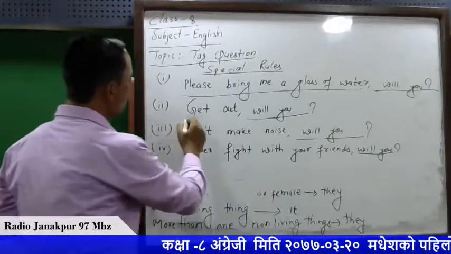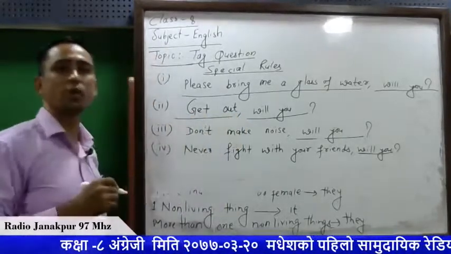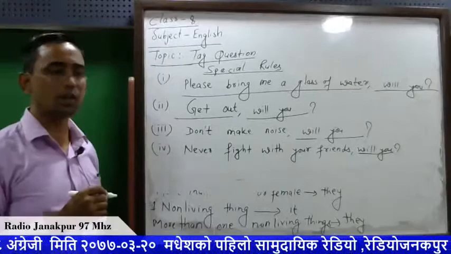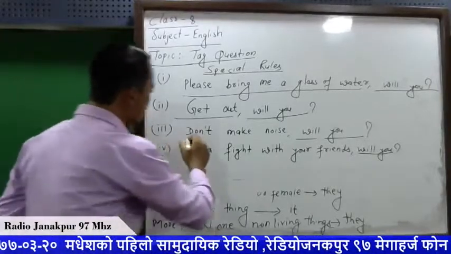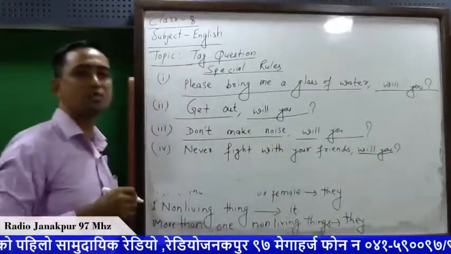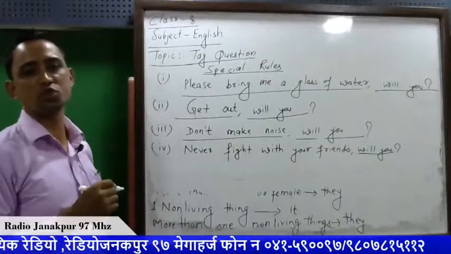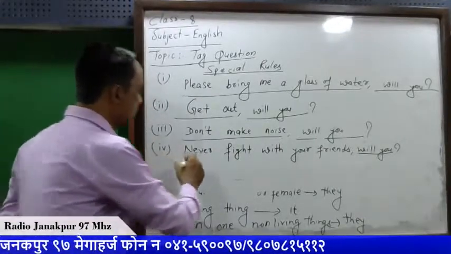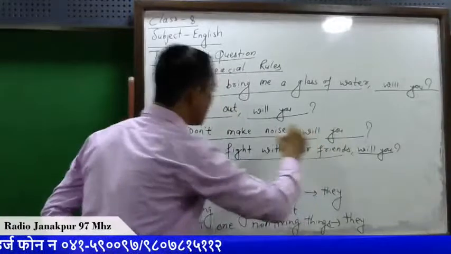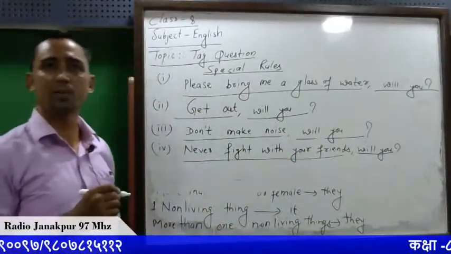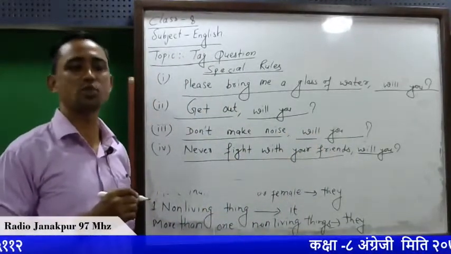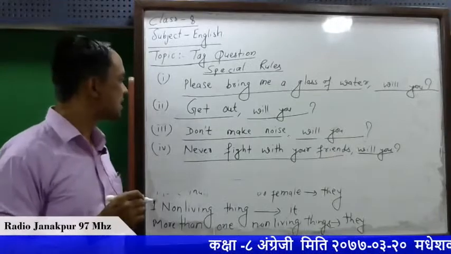In the same way, get out is a form of order. It gives you order. Don't make noise. This is a form of suggestion, and this gives you suggestion. Never fight with your friends. This gives you advice, suggestion. This also gives you suggestion, and that's why these sentences are imperatives.